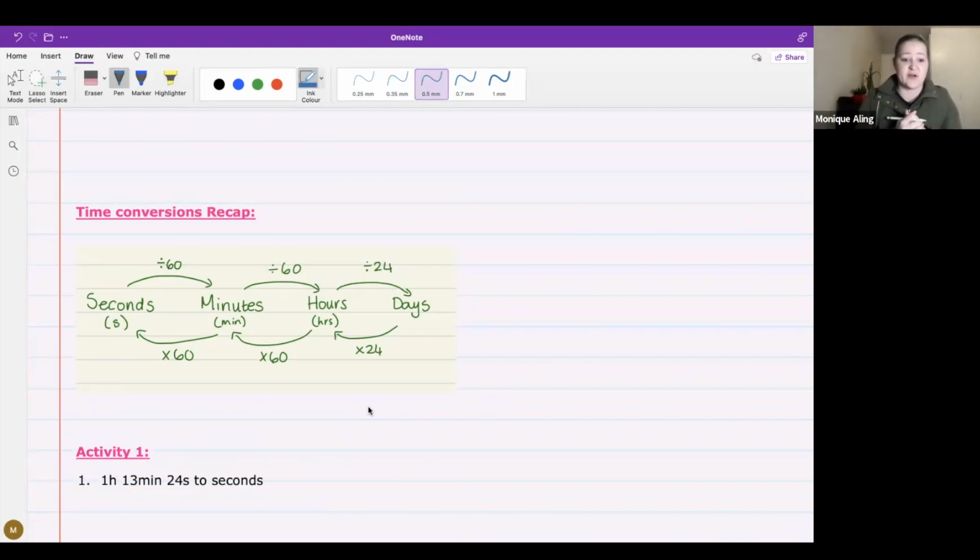All the conversions that we go through, whether it's distance conversions, converting between cooking measurements, etc., all of that needs to be learned off by heart. Okay.